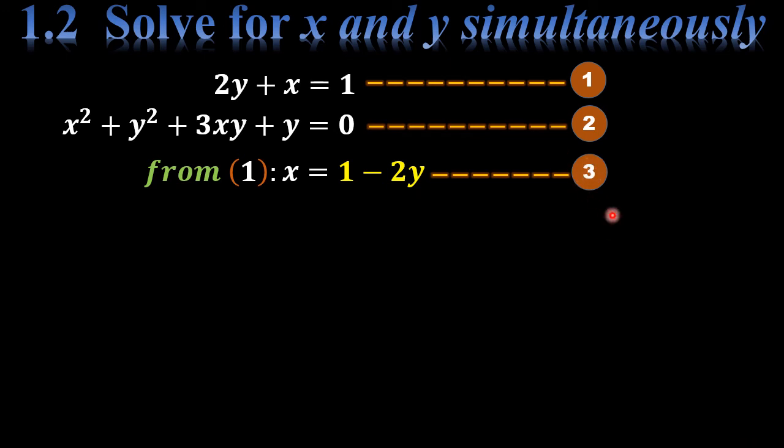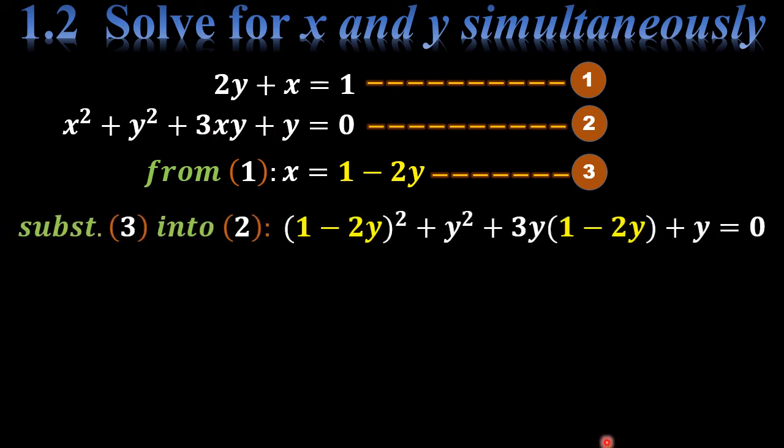Why are you labeling it? Because this equation number 3 is the one that we're going to substitute in equation number 2 to make sure that we have a y variable equation. We have an equation with only one variable. So we're going to take this equation 3 and substitute it in equation number 2. Where we see x, we just put 1 minus 2y.